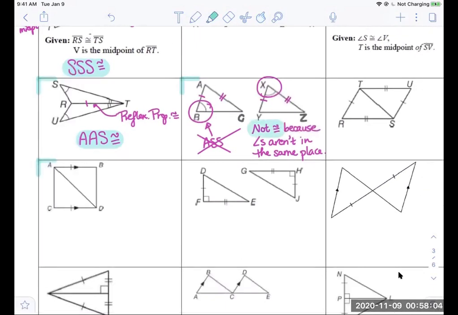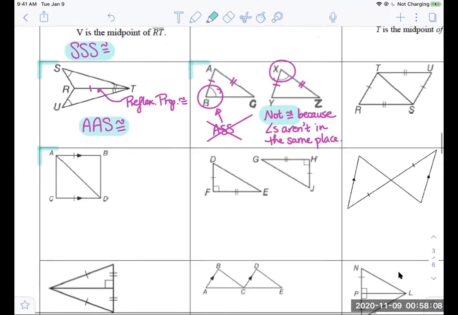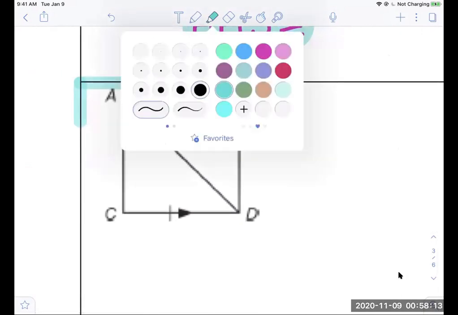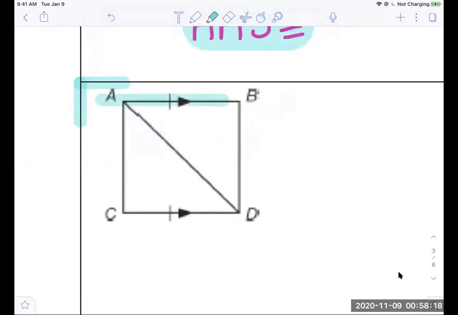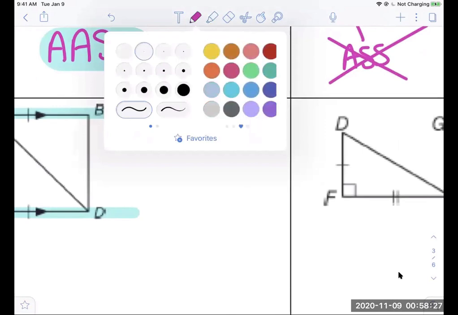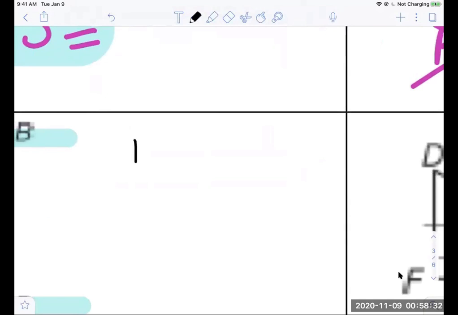Okay, next example. The first column, second row. Okay, so on this one, notice that you have parallel lines this time. Parallel lines are given so that you can get angle measures. That is a helpful hint that is applicable in all of these congruent triangle problems. The purpose of parallel lines is to give you congruent angles.